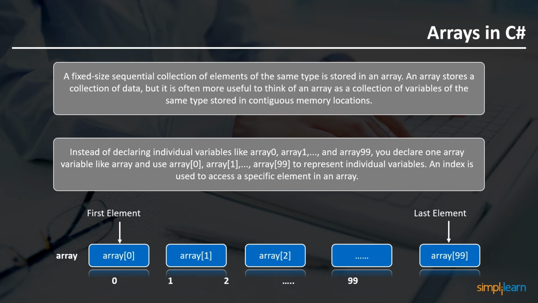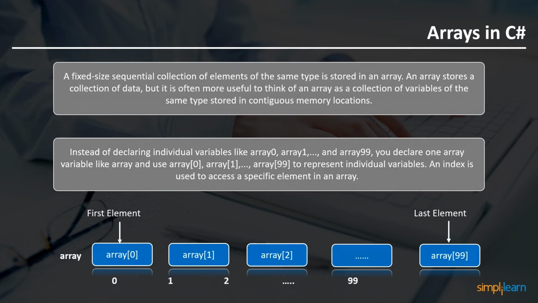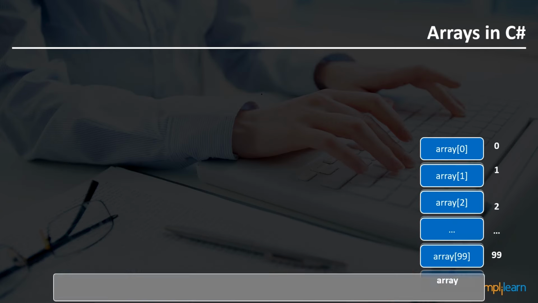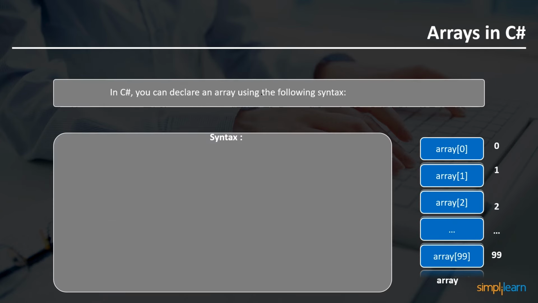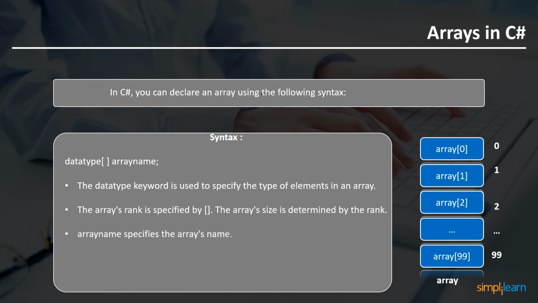Here we have an array. array[0] is the first element and array[99] is the last element of the array. Following that, we will look into how to declare an array in C#. In C#, you can declare an array using the following syntax. We start with the data type, then we have square brackets where we specify the size of the array, and finally we have the array name. An array example is shown on the screen where the data type is integer and the array name is array.